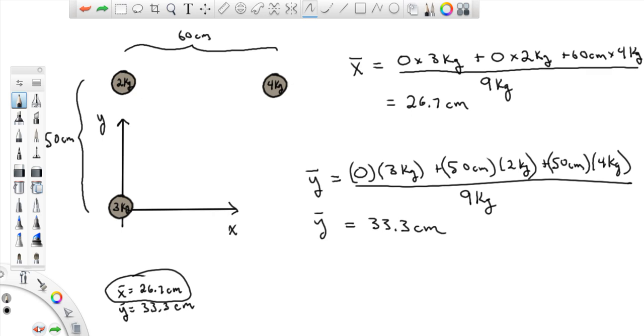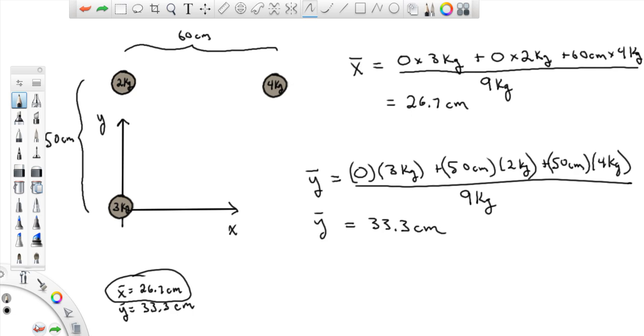If I wanted to, I could put inches in these locations and kilograms here, and then my x bar and y bar will come out in inches. So you can use any units you want. In the example that I ran, all the coordinates were either 0 or some positive number. But if we added a mass down here somewhere, when we average its y coordinate, that would be just some negative value. That's the only thing that can vary a little bit.